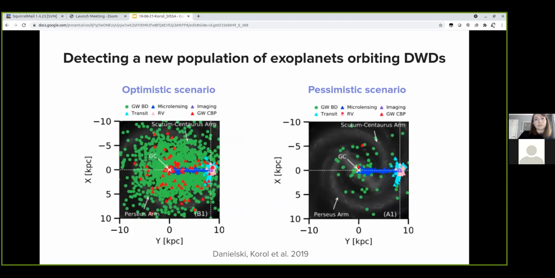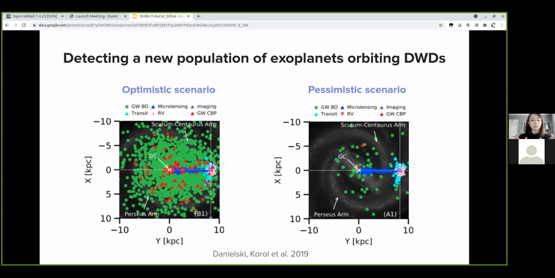And to estimate the detection rate of these systems, we injected exoplanets into one of the mock catalogs that I showed you before. For that, we used several observationally motivated scenarios. Here I'm showing you only the most optimistic and the most pessimistic one. On these plots, in green, we have double white dwarfs with brown dwarfs as the tertiary companions. And in red, we have double white dwarfs with exoplanets.